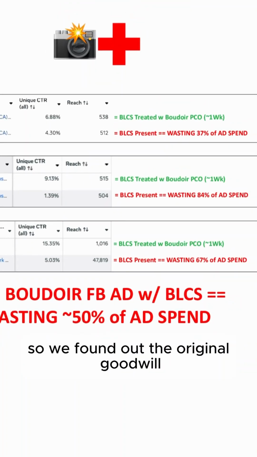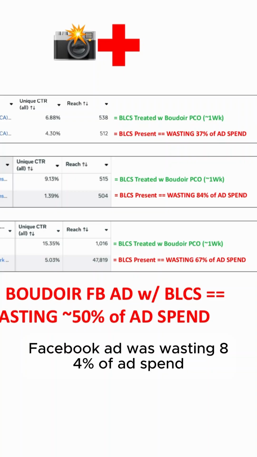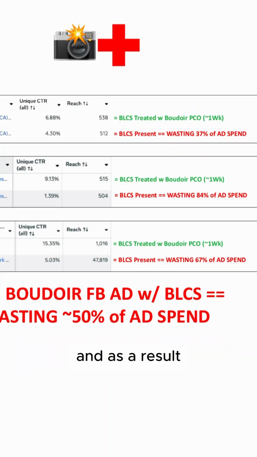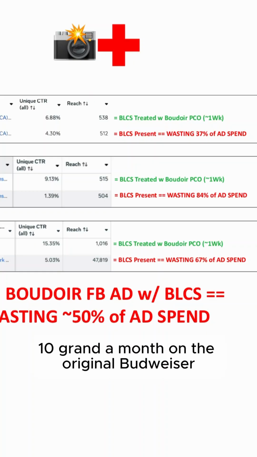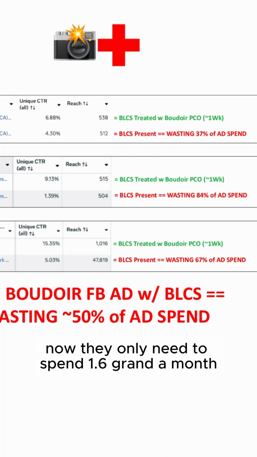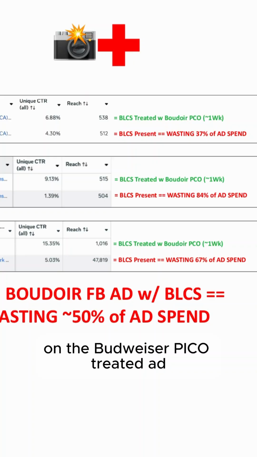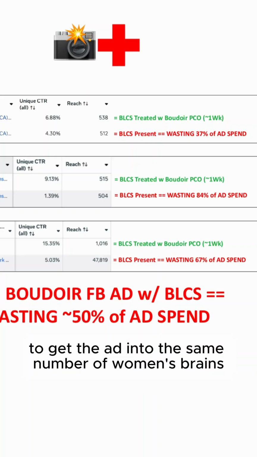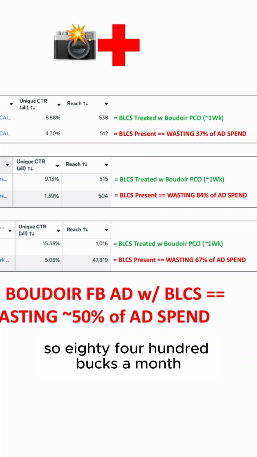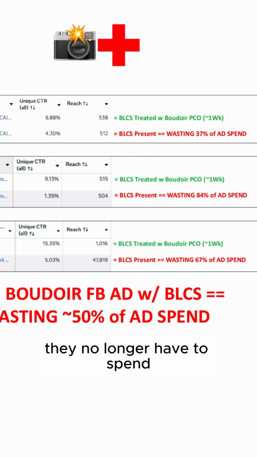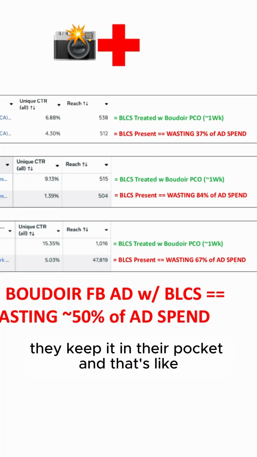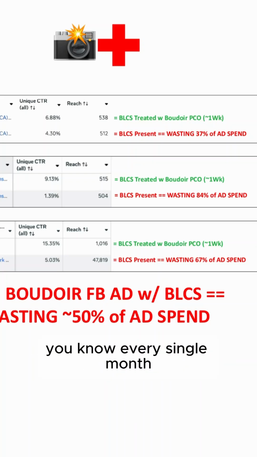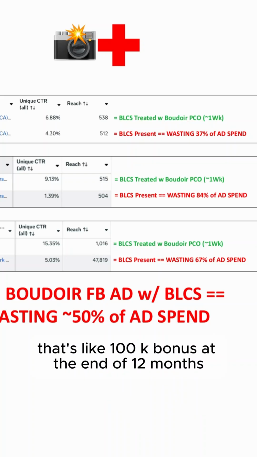So we found out the original Boudoir Facebook ad was wasting 84% of ad spend. If they're spending 10 grand a month on the original Boudoir Facebook ad, now they only need to spend 1.6 grand a month on the Boudoir Pico treated ad to get the ad into the same number of women's brains. So that's $8,400 a month they no longer have to spend. Take it out of their budget. They keep it in their pocket. And every single month, that's like a 100K bonus at the end of 12 months.